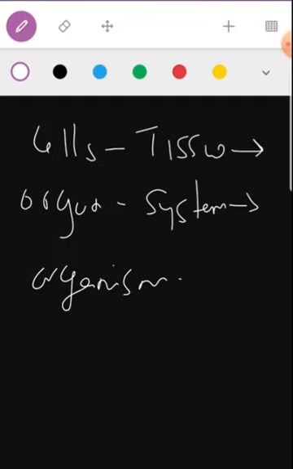So we're saying tissues are made up of cells. Organs are made up of tissues. Systems are made up of organs, and the organism is made up of systems.